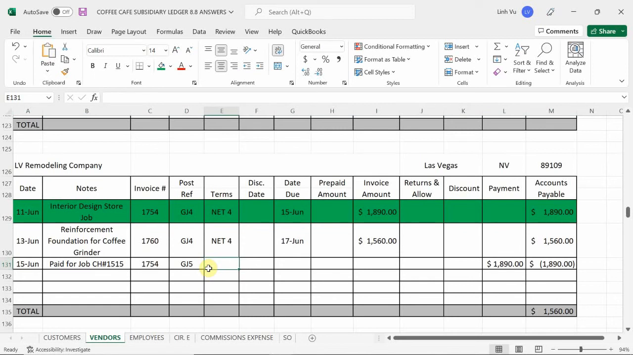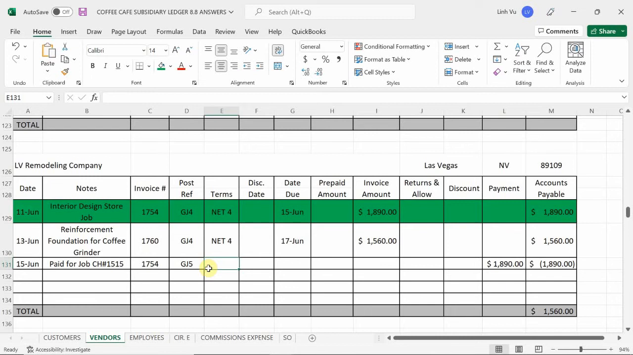There you go. You can choose whatever color you want. In this case, I chose green. All right, so we made a payment. Good. And we now only owe 1560. Where else do we need to go to?